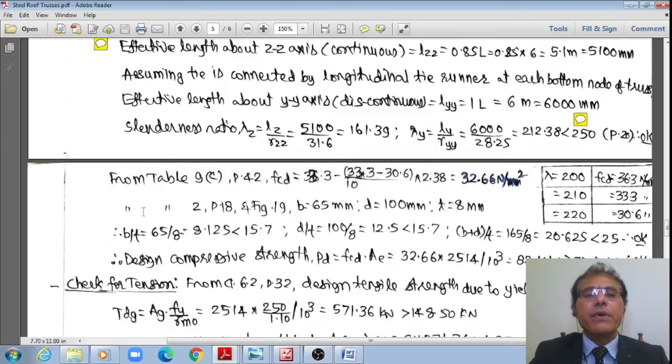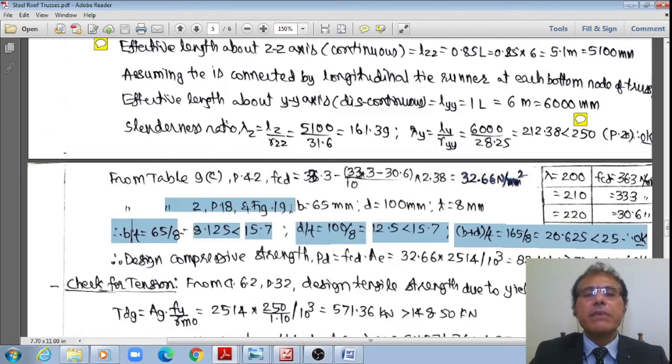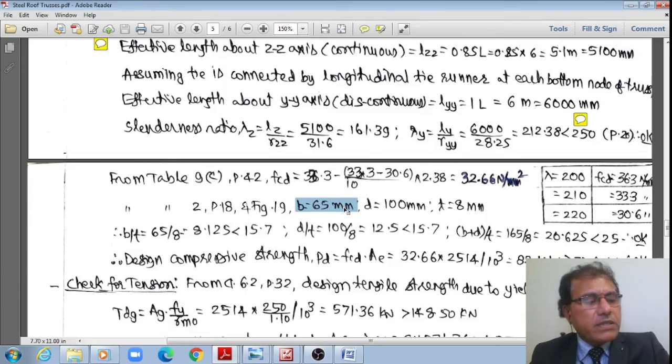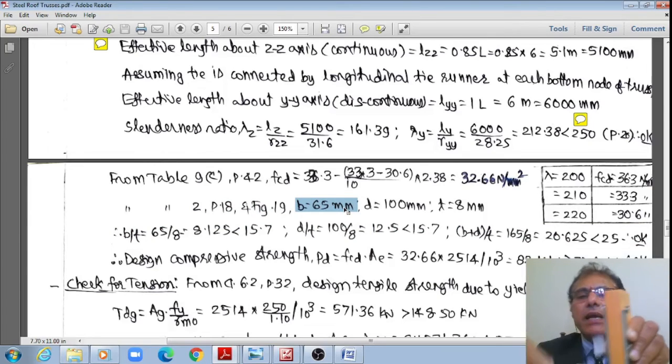However, from Table 2, page number 18, or from Figure 19, which I have just shown, B is equal to 68 here, because this 100 mm is the connected leg and this 65 mm is the outstanding leg.